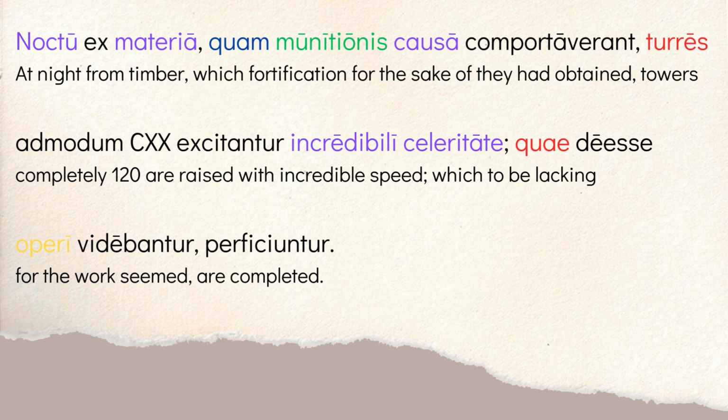You have noctu ex materia quam munitionis causa comportaverant, turres ad modum CXX, 120, excitantur incredibili celeritate, quae deesse operi videbantur perficiuntur, okay? So we start with noctu, at night, right? Then you go to the subject, which is turres here. So at night, turres, or towers, excitantur, are raised up, right? They're built incredibili celeritate, with incredible speed or swiftness, right? And they're built completely ad modum, and there's 120 of them.